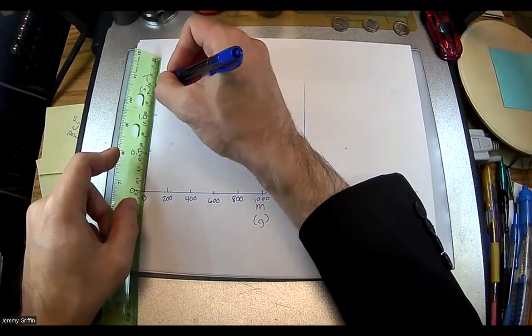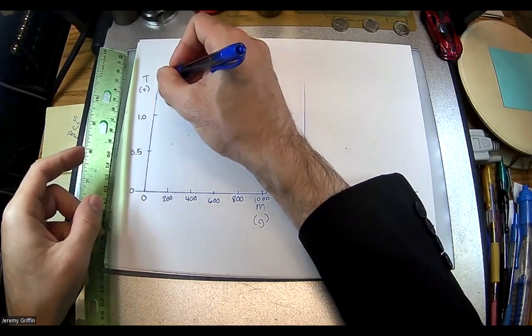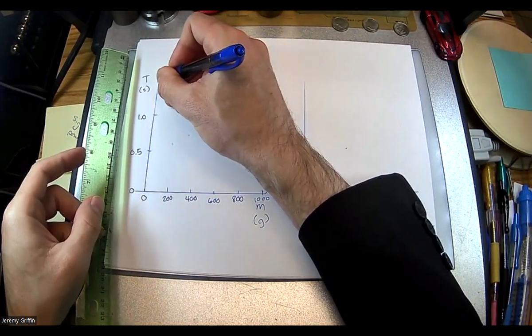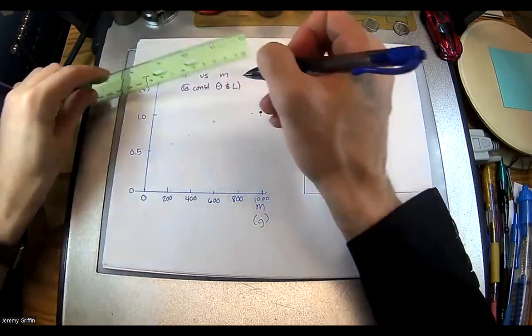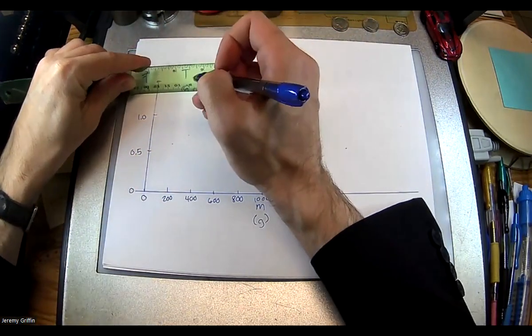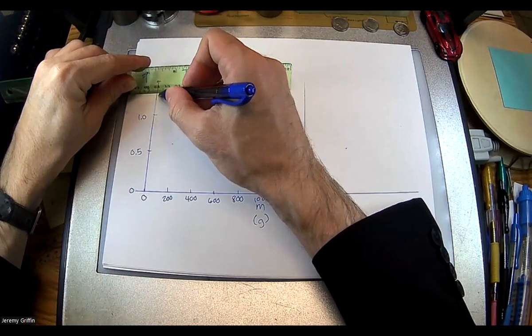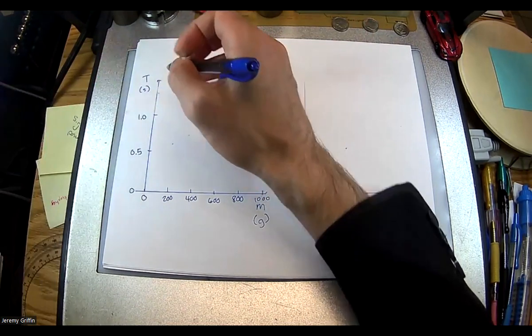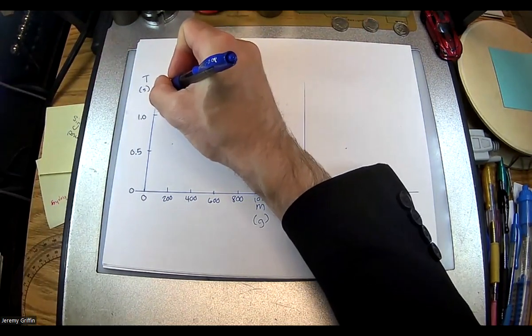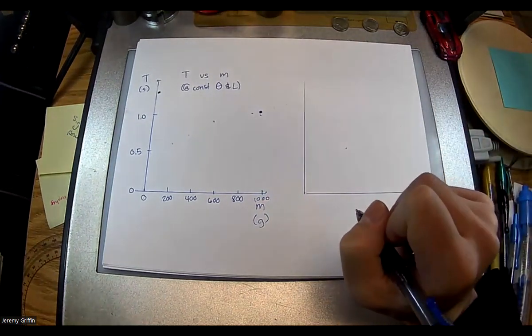1.37 seconds. Yeah, and that was the largest number we got. What was the mass for that one? 20 grams. All right. 20 grams, 1.37 seconds is probably right about there. All right. What else you got?